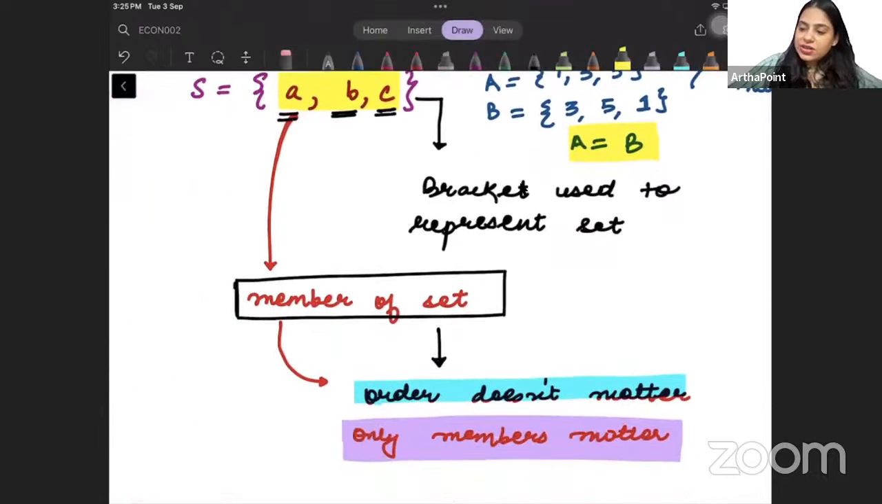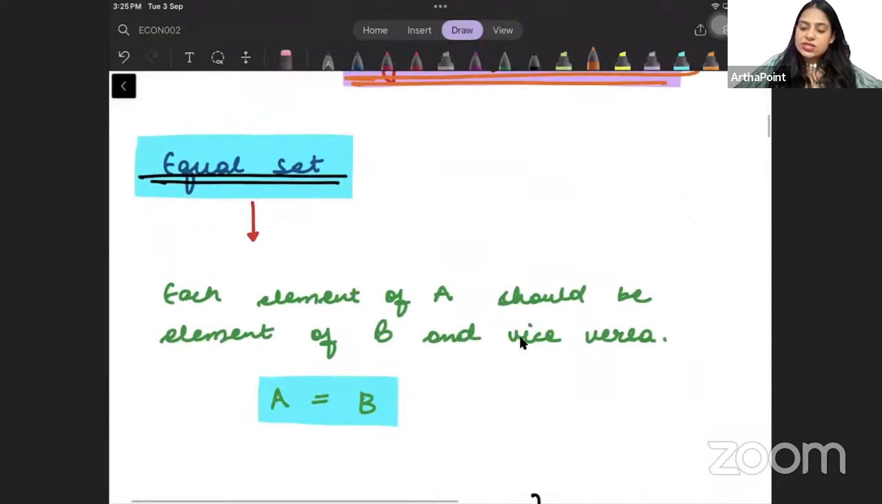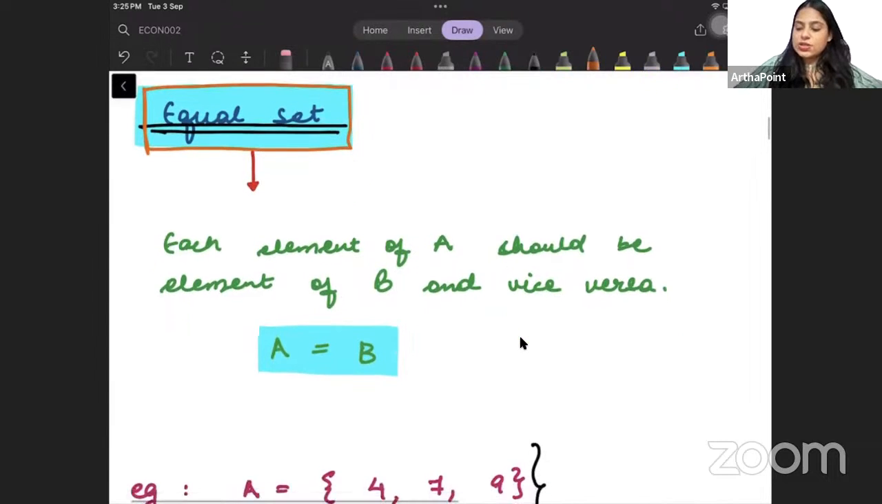So the order does not matter in the set. What matters is only the members in the set. इससे फर्क नहीं कि क्या order है, सिर्फ इससे फर्क है कि क्या numbers हैं, क्या elements हैं. As long as the elements are the same, we are talking about the same set. हम same ही set की बात कर रहे हैं, right? Equal sets. इसी से बेटा we get the first definition which is called equal sets.